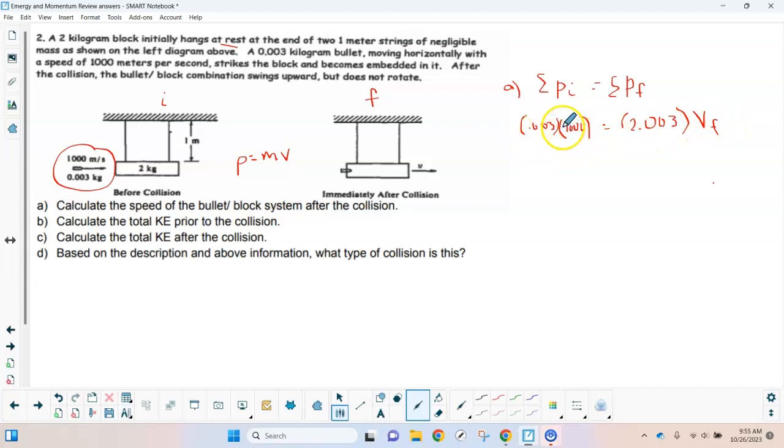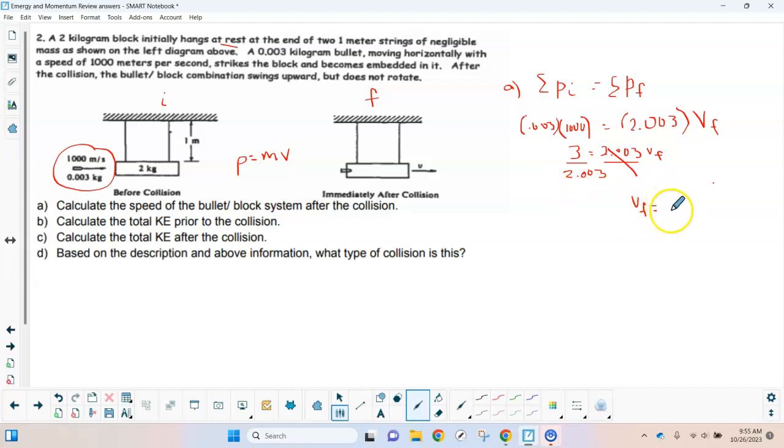Essentially we're going to do this math. 0.003 times 1,000 is just 3, and that equals 2.003 times VF, and we're going to solve for VF. So you just divide through by that value, the 2.003, on both sides. I'm just going to write it once because my computer's being wacky. So that's going to cancel over there. You divide that out, and you get about 1.5. So VF is a little less than 1.5.